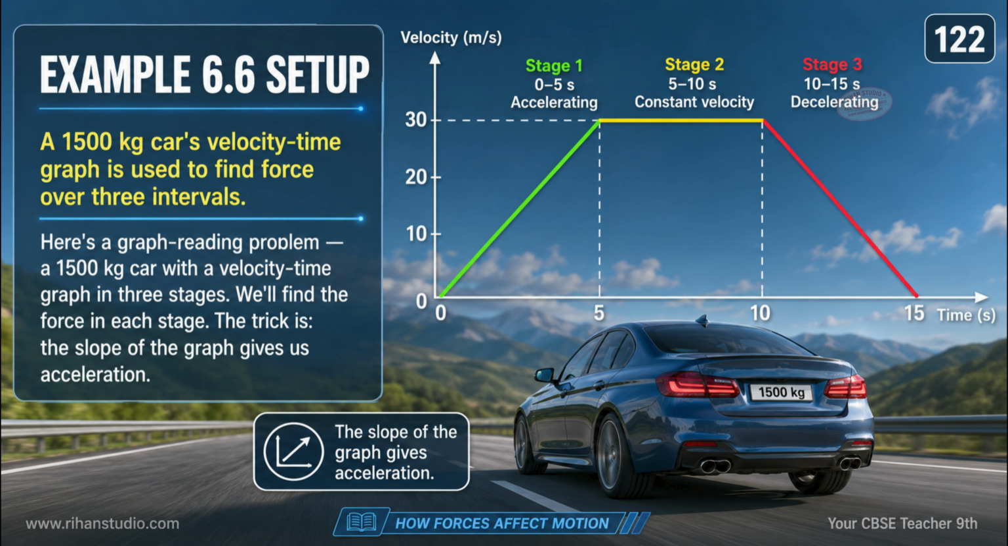Example 6.6 setup. Here's a graph reading problem. A 1,500 kilogram car with a velocity time graph in 3 stages. We'll find the force in each stage. The trick is, the slope of the graph gives us acceleration.